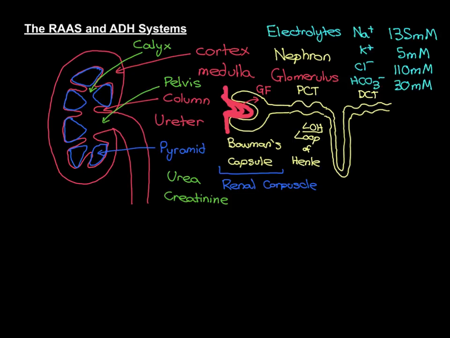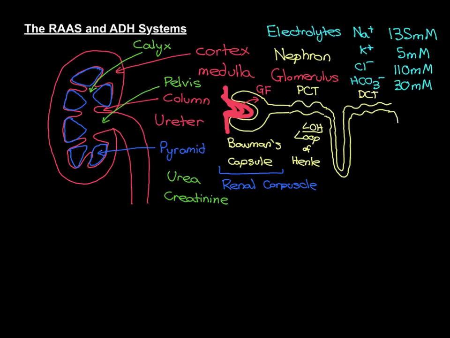The distal convoluted tubule is then the end, pretty much, of the nephron. It then drains into what's called a collecting tubule, which goes through the medulla, through the pyramid, and drains into a calyx, which will then drain into the renal pelvis.